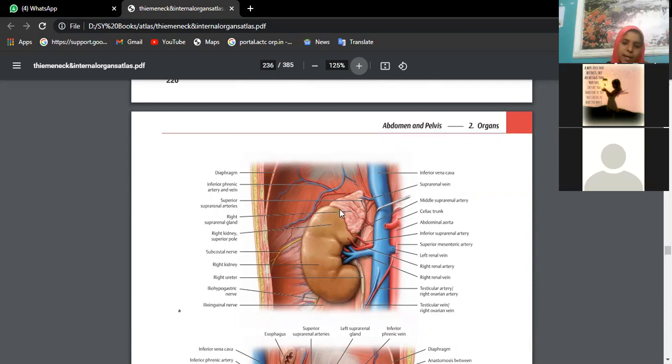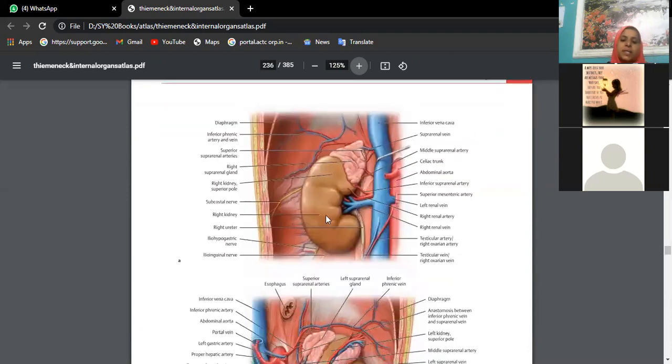So the presenting parts are the upper pole and lower pole. This becomes the medial border. This becomes the lateral border. We have the anterior surface and posterior surface. At the upper pole, because it is the right kidney, this is the right suprarenal gland. And what are the structures we see in the bed of the kidney? Posterior relations, I told you, are common for both kidneys. That is PQT. This muscle you see is the psoas major, quadratus lumborum, and this is transversus abdominis.